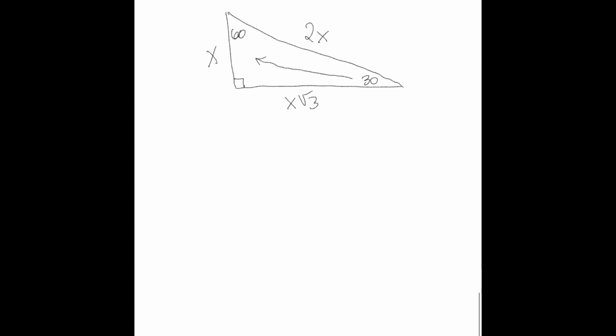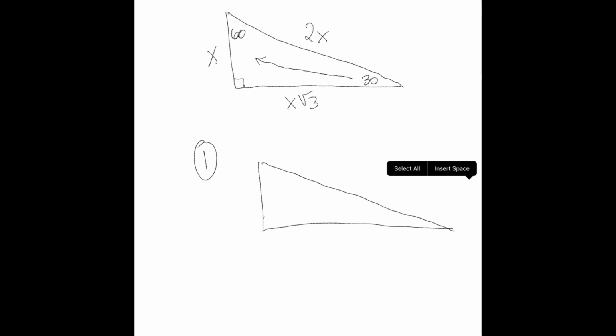Okay, so let's look at some examples. Let's say that the hypotenuse is 10, and this is 30, 60, 90. Find the other two sides. Okay, so remember the hypotenuse is double my short side. So my short side across from the 30 is 5. And the other side is my short side times root 3. So 5 root 3.